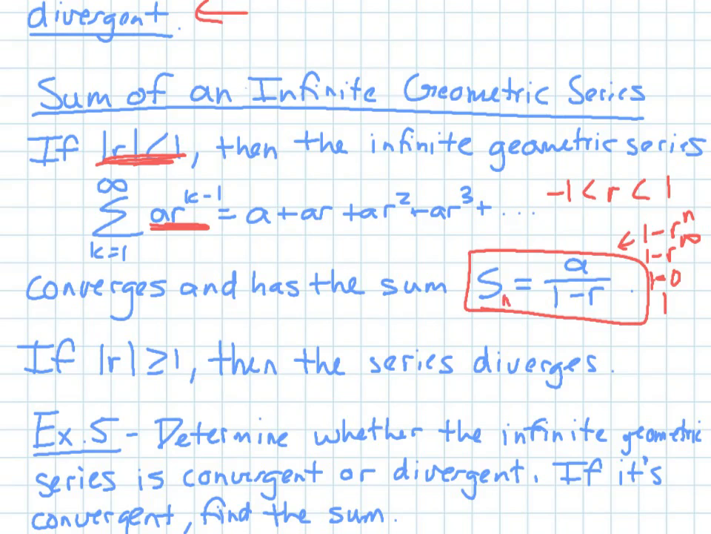Now if it's on the opposite side, so if the absolute value of r is greater than 1 or equal to 1, then it diverges. It just goes away. Now 1 is going to be a redundant value because it's just going to keep adding. So if it's 1, it would be like 2 plus 2 plus 2 plus 2 plus 2 plus 2. But that keeps going on forever and ever anyway. So it heads to infinity. It doesn't converge to a certain number. So that's why it's included in that.